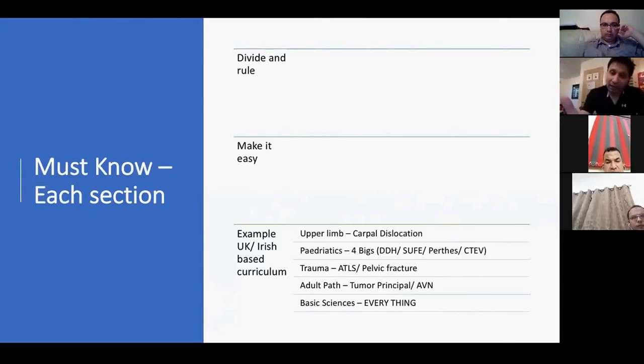If you don't know that, don't go to the exam. For pediatrics, there are four bigs: DDH, SUFE, Perthes, CTEV. If you don't know that, don't go to the exam. Trauma: ATLS, pelvic fracture. Adult pathology: tumor principles, AVN, basic sciences.